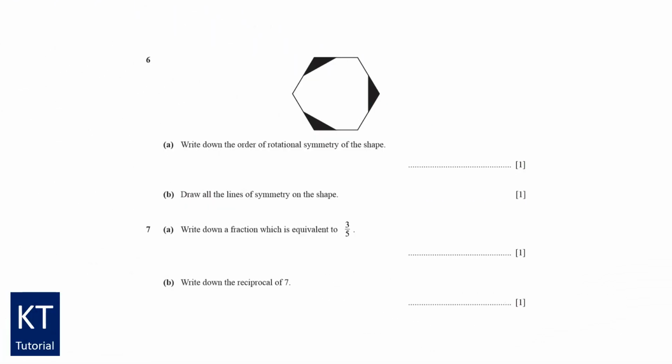Question 6. Write down the order of rotational symmetry of the shape. It's 3. Next, draw all the lines of symmetry on the shape. This would be the added blue lines onto the shape.